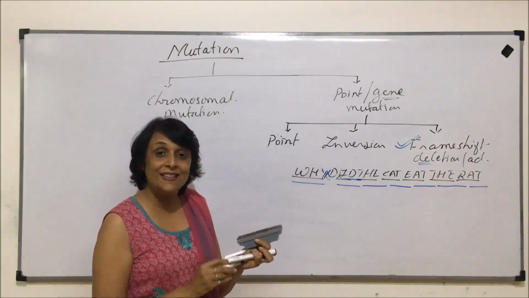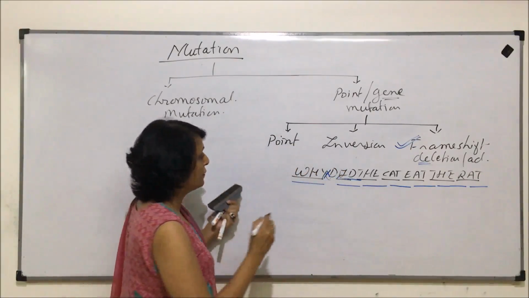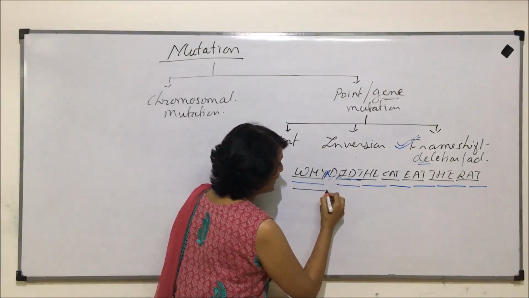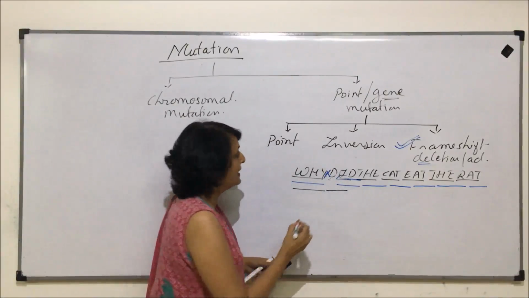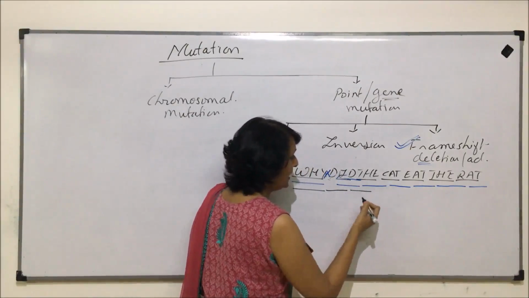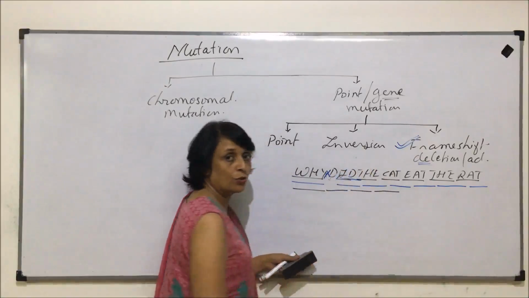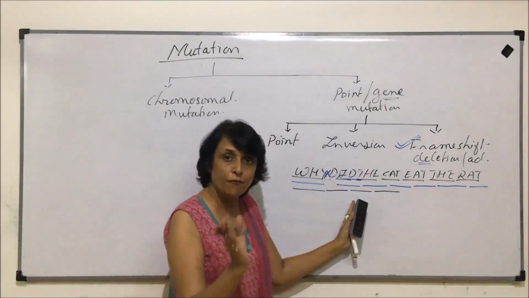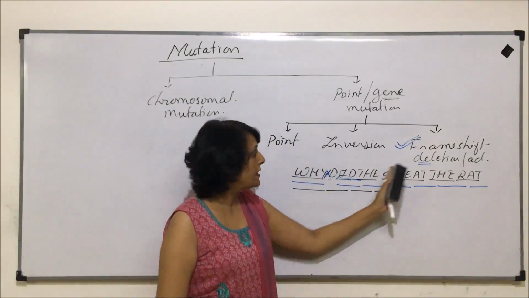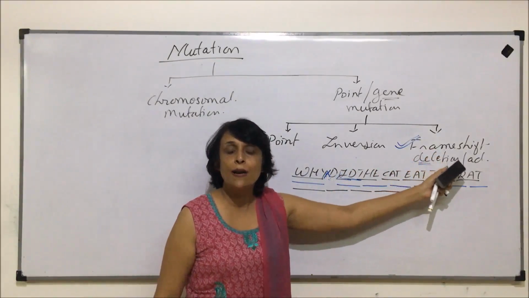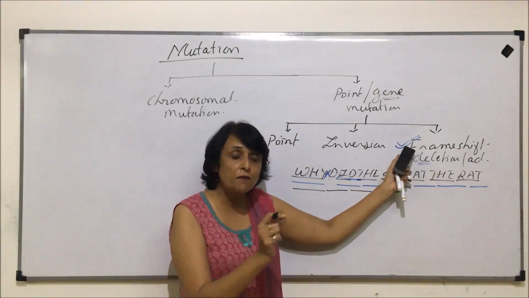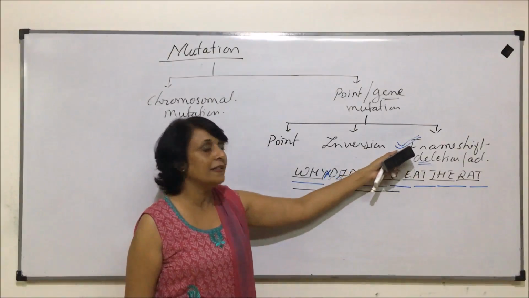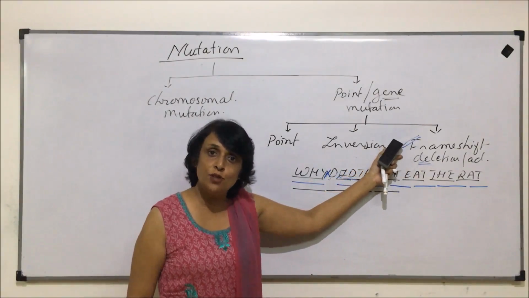How are we going to read this triplet now? The first one is going to be Y, next is going to be XDI, then DTH, ECA, and so on. So after this added base, again the frame is shifting. Whether there is a deletion or addition, there is a shift in the frame of the triplet. And that is why the name given to this is frame shift mutation.